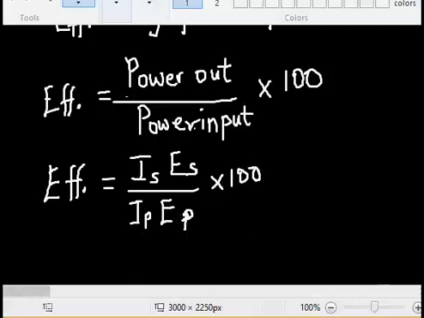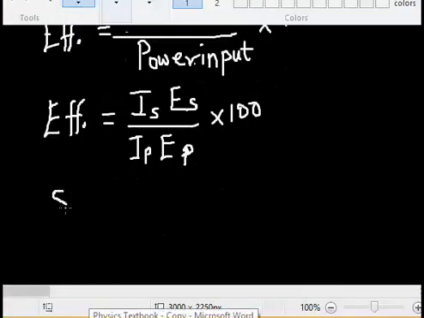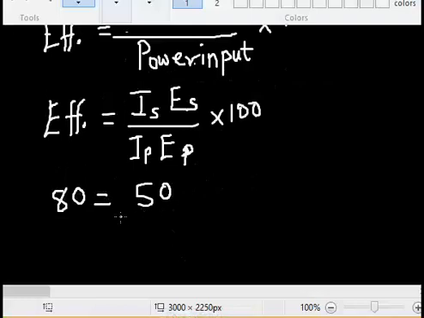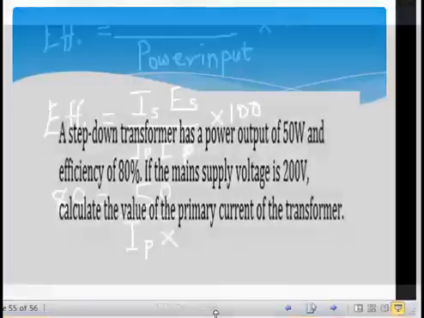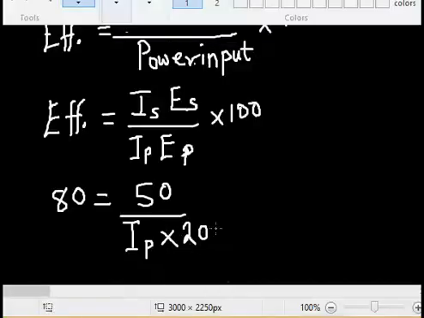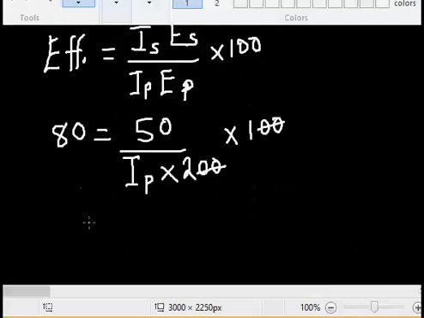Alright, now coming to solve this question, the efficiency of this transformer is said to be 80. Then the power output is given as 50 watts, divided by the primary current, which we are looking for, and the primary EMF is 200 volts according to the question, then of course times 100. So this cancels this, so I can cross multiply.